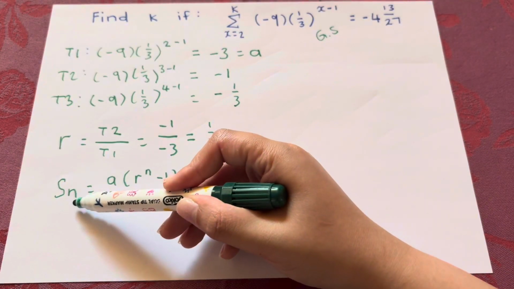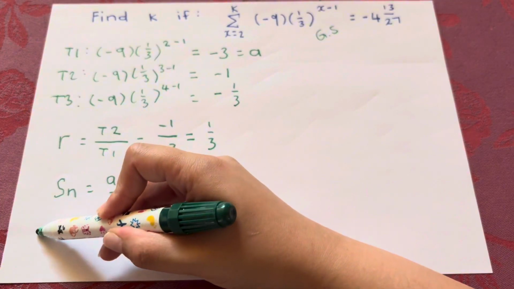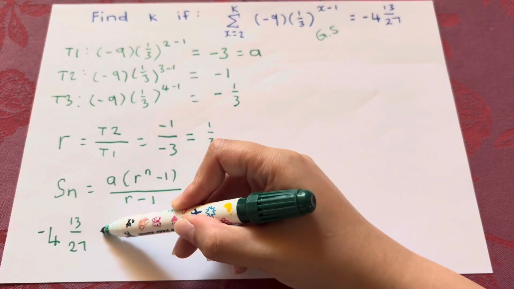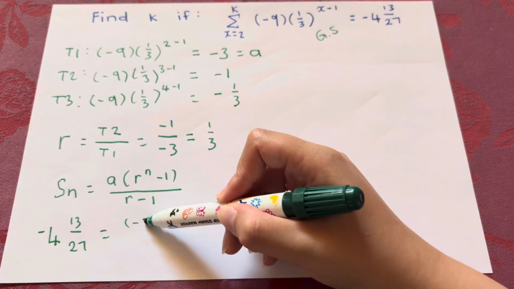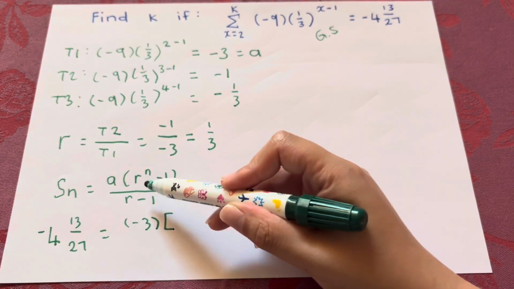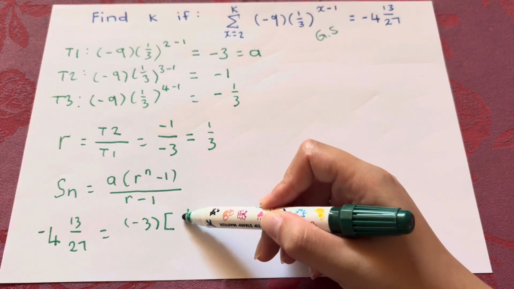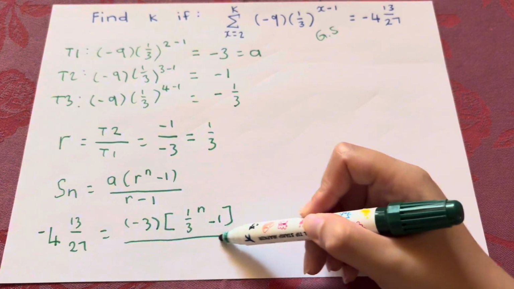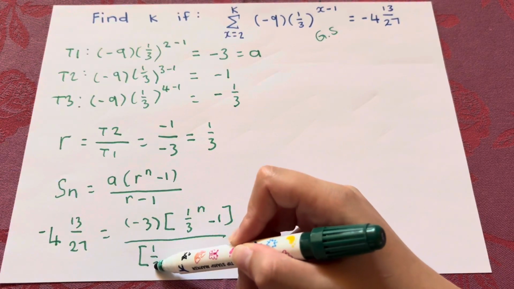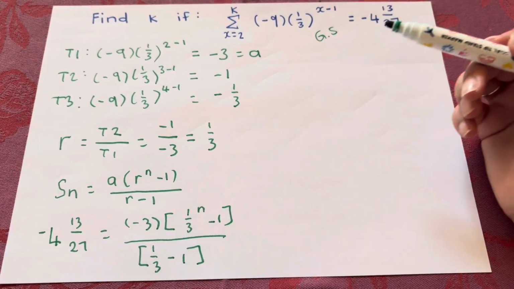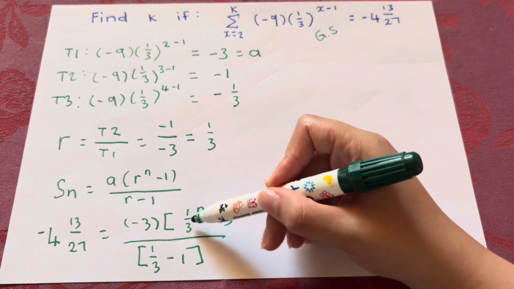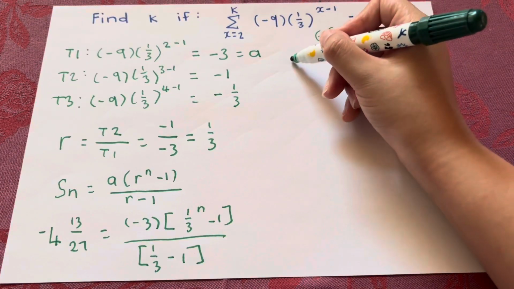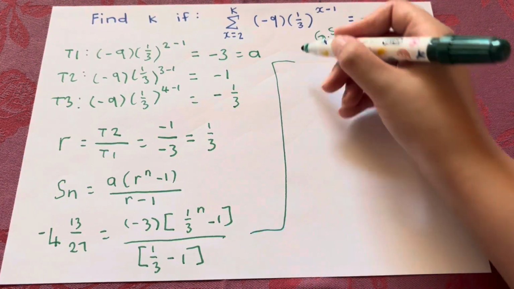The value of the sum is this. That's -4, 13 over 27. It's a mixed number. Our A value is -3. Our ratio value is a third. So just directly plugging it into the formula. And can you see that we need to make n the subject, right? That's essentially how we're going to work towards getting k. So I'm just going to continue up here.